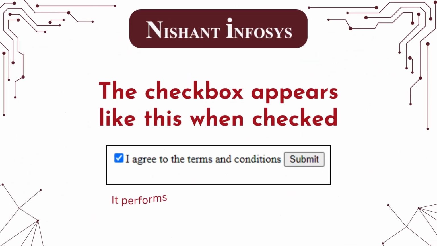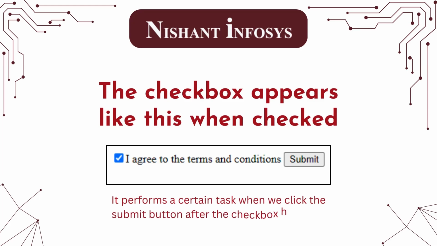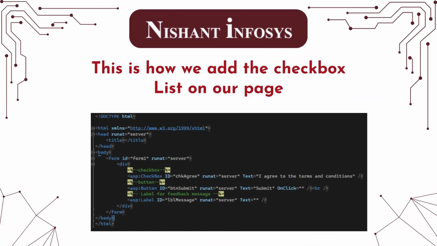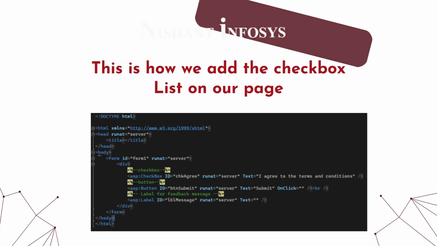This is how the checkbox appears when we check it. It performs a certain task after we click the submit button after clicking the checkbox. This is the design code that lets us add the checkbox into our web page. The ASP checkbox element is present in the toolbox that can easily be dragged and dropped into the design page. Please pause the video and type this code into your systems and check the output.